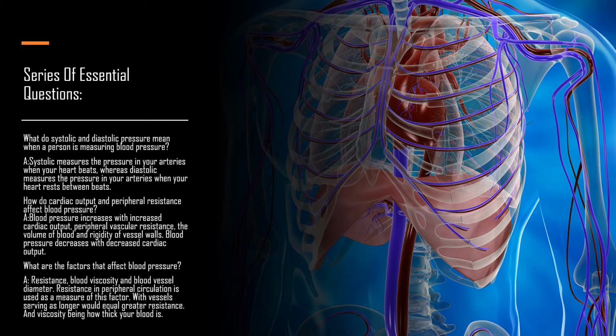How do cardiac output and peripheral resistance affect blood pressure? Blood pressure increases with increased cardiac output, peripheral vascular resistance, the volume of blood, and rigidity of vessel walls. Blood pressure decreases with decreased cardiac output. What are the factors that affect blood pressure? Resistance, blood viscosity, and blood vessel diameter. Resistance in peripheral circulation is used as a measure of this factor. Longer vessels equal greater resistance, and viscosity is how thick your blood is.